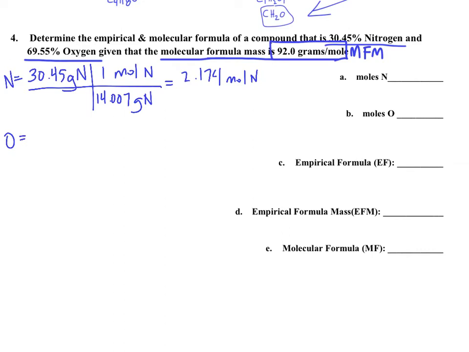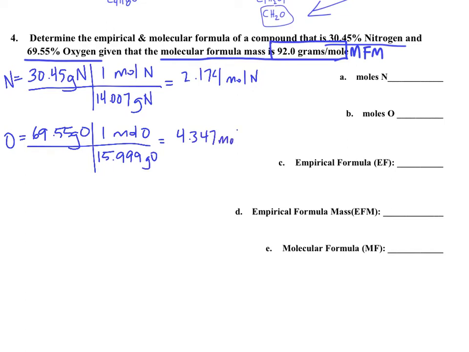So now I'm going to do the same thing for oxygen. So oxygen had 69.55%, which is 69.55 grams. And when I convert to moles, 1 mole of oxygen is equal to the molar mass, which is on the periodic table, 15.999 grams of oxygen. So when I divide my grams by grams, I get 4.347 moles of oxygen.